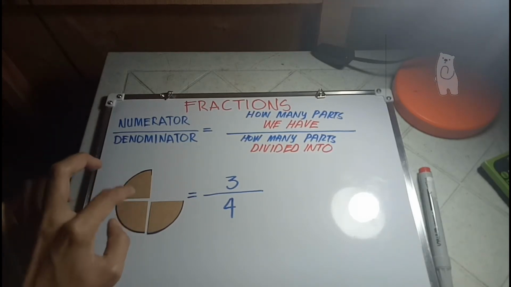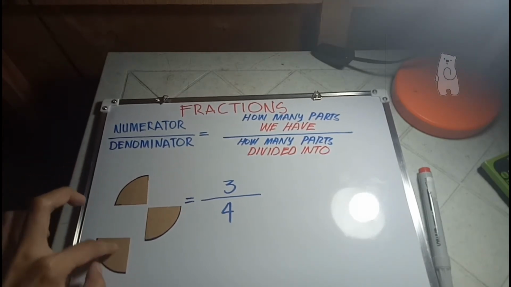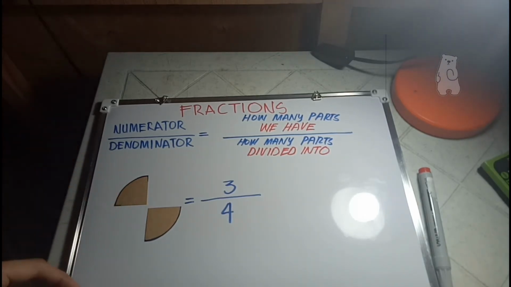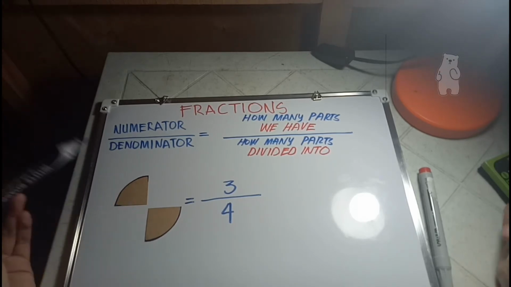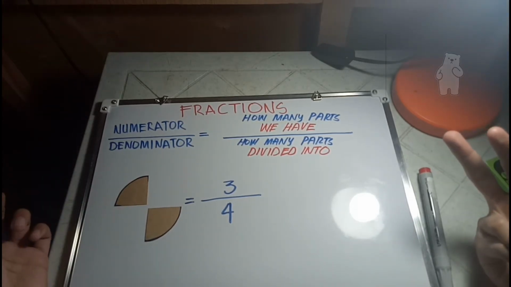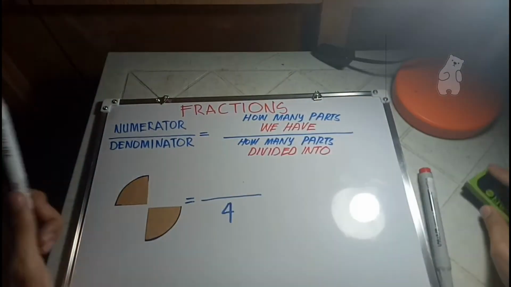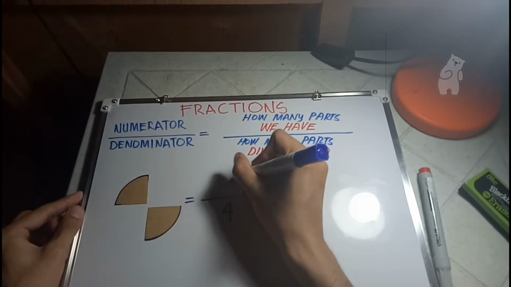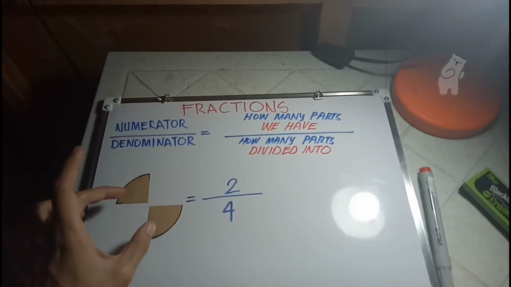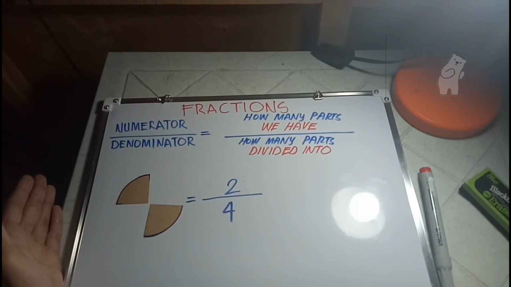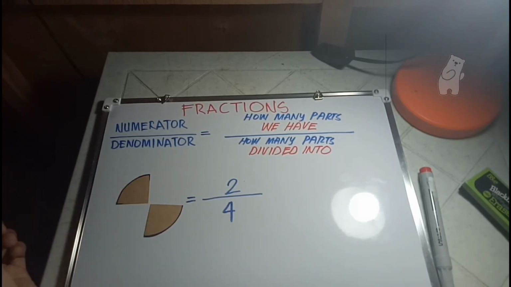So for example, kumuha ulit ako ng isa pang perasong pizza. Isa pang peraso ng slice ng pizza. So we have only 1 and 2 remaining slices of pizza. So our numerator ay mag-iiba. Magiging 2 na siya, kasi dalawa na lang natira sa atin. Ganun lang po kasimple maintindihan kung ano talaga ang fraction.